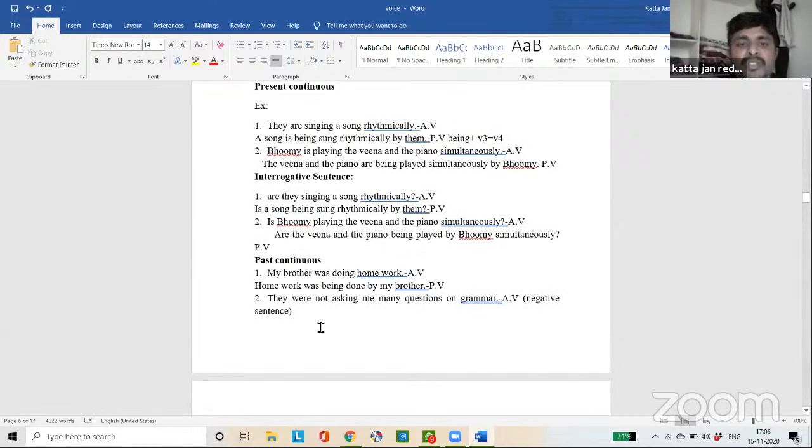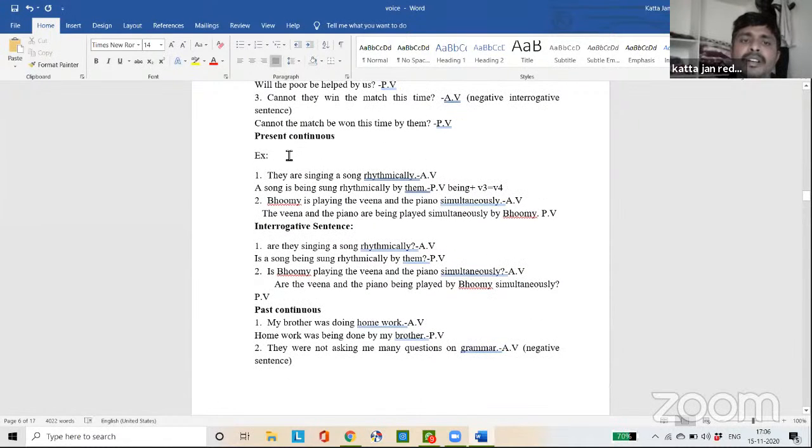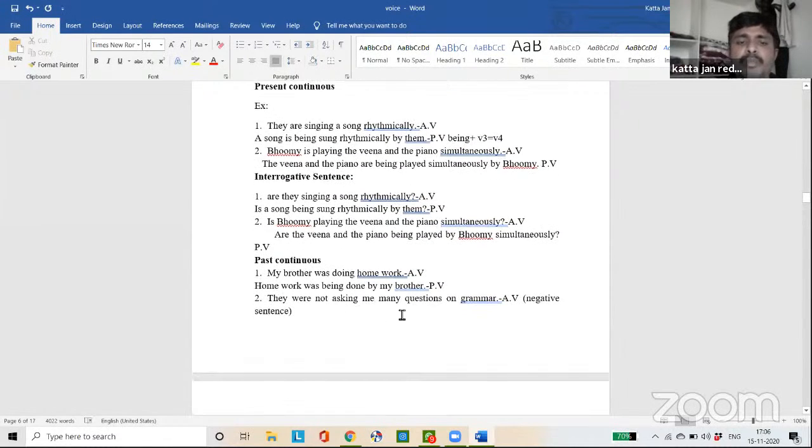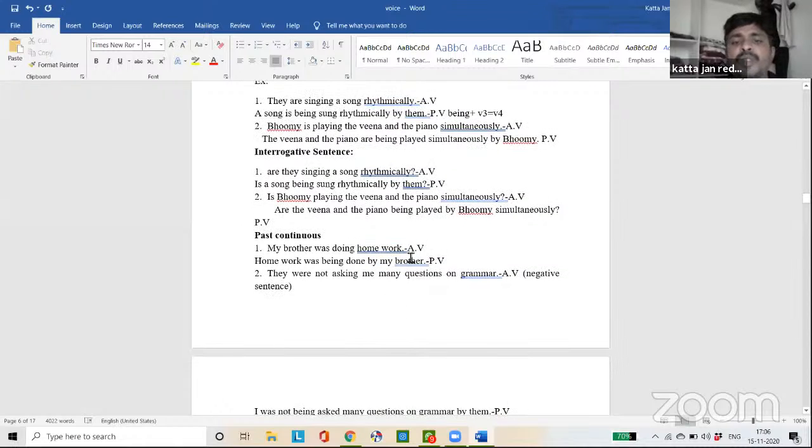Now see, past continuous. Same, we just use only the be forms that are changed. Here am, is, are are present continuous. Here was, were are past continuous. Everything is same for present continuous to past continuous. My brother was doing homework. Homework was being done by my brother. They were not asking me many questions.